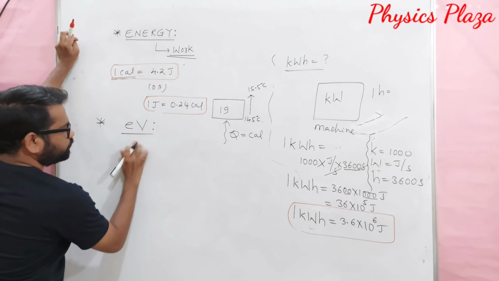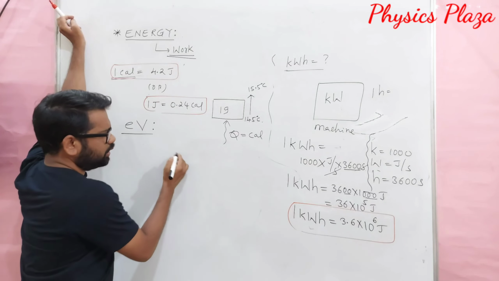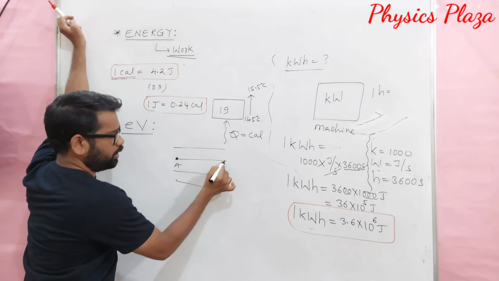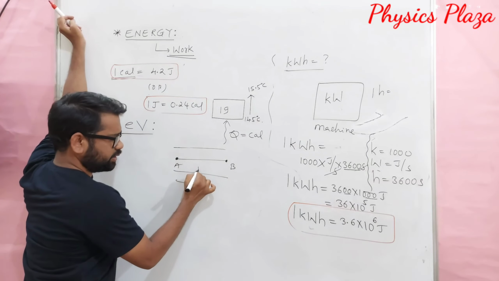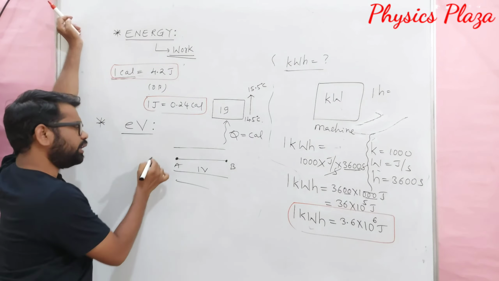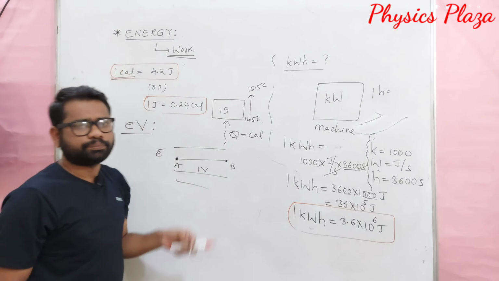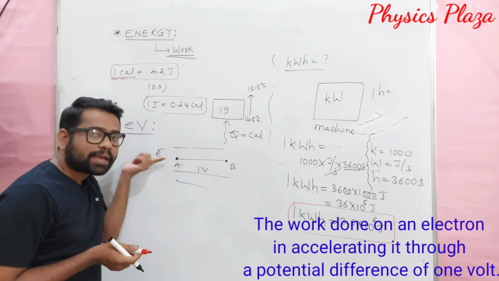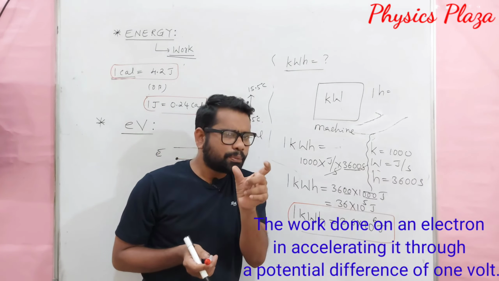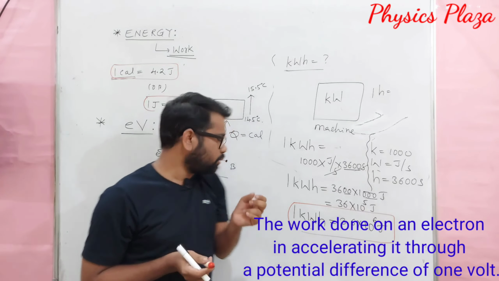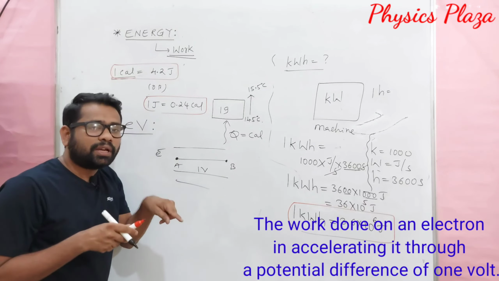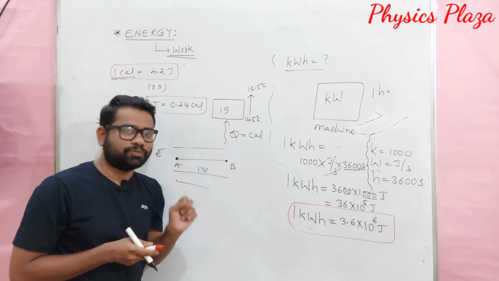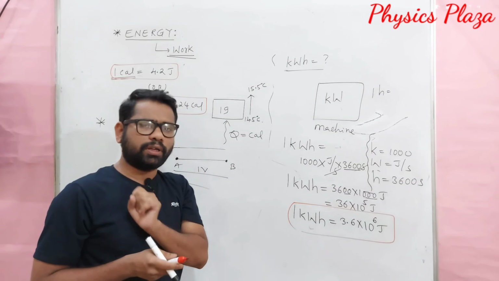What is an electron volt? Children, let us take an electric field, where there are points A and B such that the potential difference is 1 volt, and some charge or electron is there. When this electron is accelerated through the electric field, it can possess some energy. So the energy possessed by an electron or a charge when it is accelerated through a potential difference of 1 volt is called an electron volt.